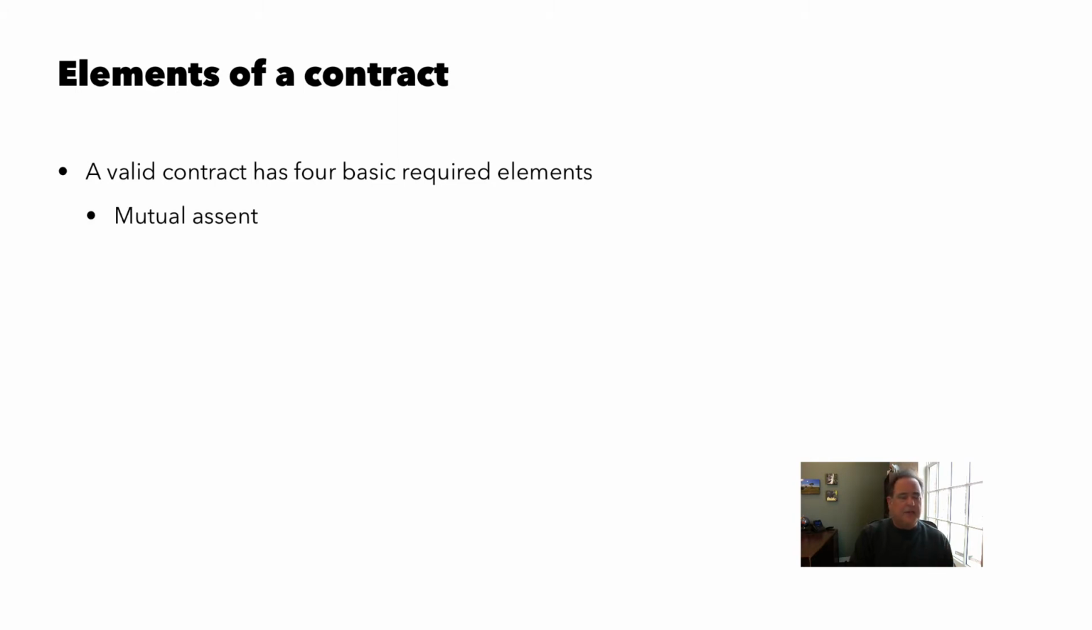Now, a basic, valid contract has 4 required elements. There must be mutual assent, and this is often characterized as offer and acceptance. It is agreement. Sometimes we refer to this as a meeting of the minds, a mutual assent to a contract, offer and acceptance.